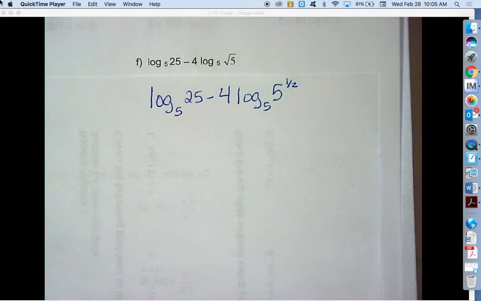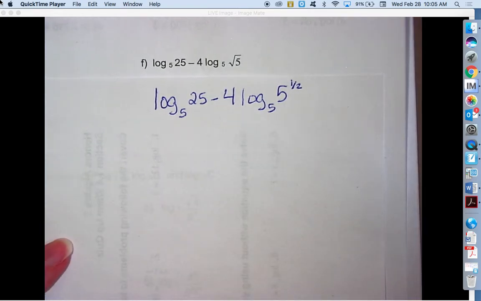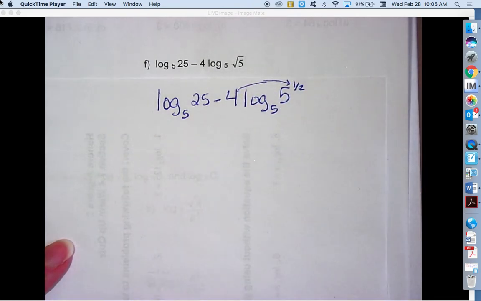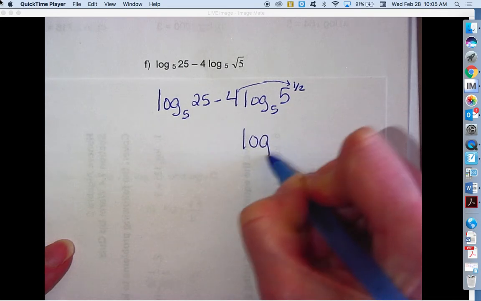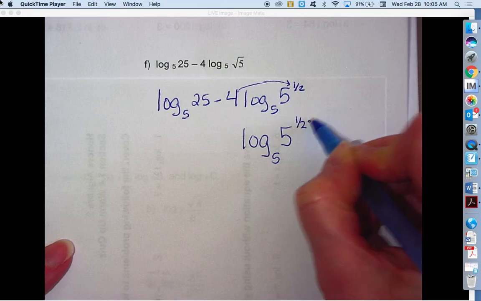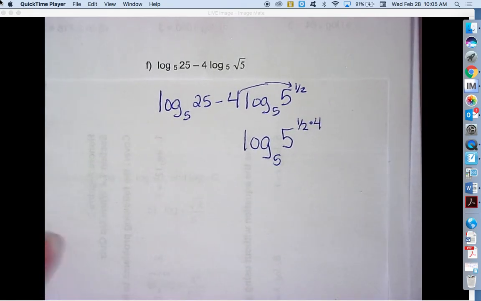This wants you to condense it to a single logarithm. So if we're condensing it to a single logarithm, what else would we do with the problem to try and condense it? Caitlin? You would take the 4 and write it as an exponent as well. So this would become log base 5 of 5. There's a 1/2, and then there's a 4 with it. Those are getting multiplied. So there's already a 1/2 there. If you're putting an extra exponent with it, you're multiplying that 1/2 with the extra exponent.